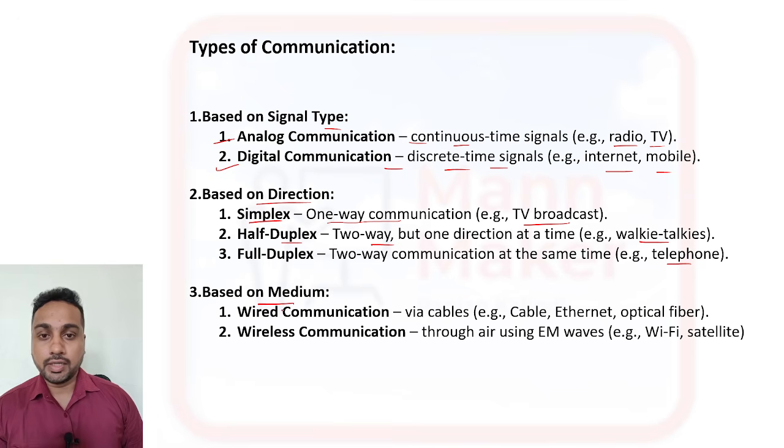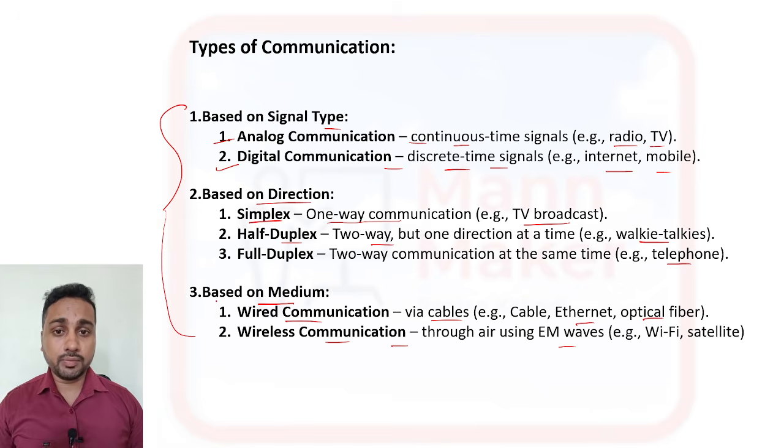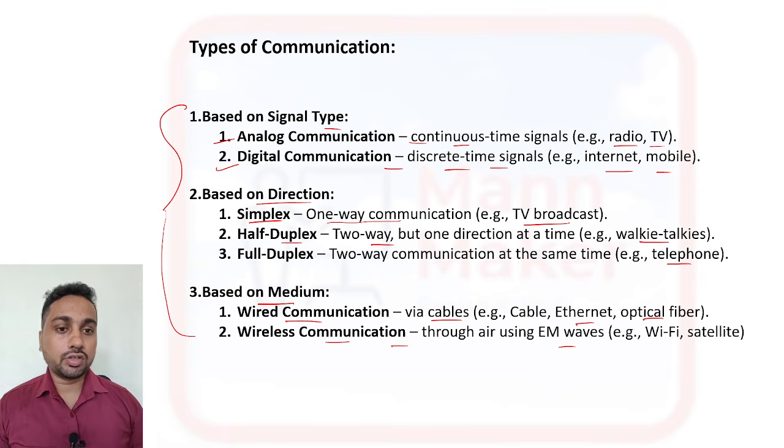Now based on medium or channel, we have two types of communication: wired communication and wireless communication. Wired communication is via cables, like coaxial cable, ethernet cable, and optical fiber. That is wired communication. And wireless communication is through air using EM waves, like Wi-Fi or satellite communication. So these are the ways of communication, how we are exchanging information. So we can classify communication like that. All right.